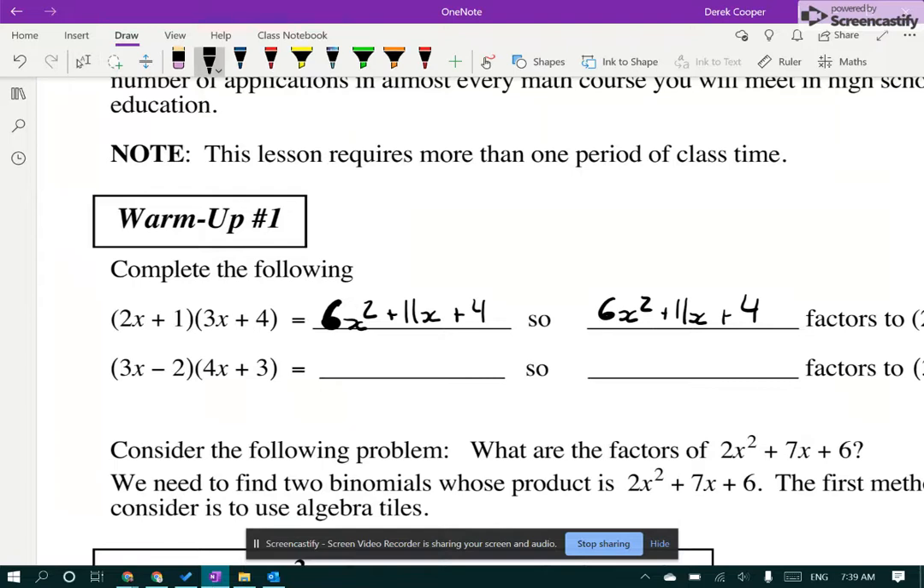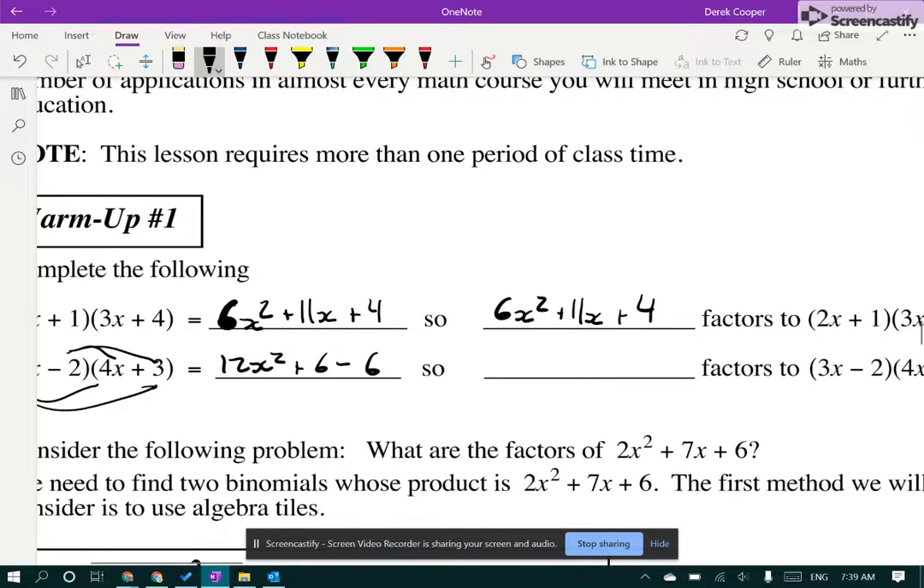Likewise, we can take (3x - 2)(4x + 3), and we can end up with 12x squared plus x minus 6. Again, to do that, you would just use the distributive method or your FOIL method, okay? And that's what we would come up with. So you can take that expanded form, 12x squared plus x minus 6, just like that.